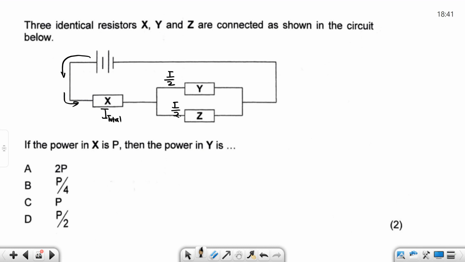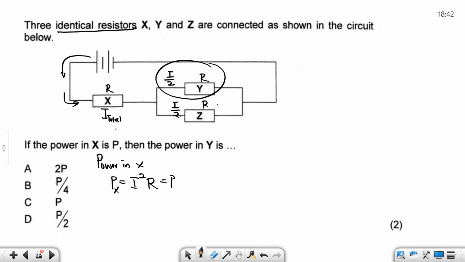All right. The examiner says if the power in X is P. Remember they said 3 identical what? It means we have R, all these R are equal. Let's go calculate the power in X. Power in X using I and R. P equals to what? I squared R. You remember that formula? Let's call this Px, which is equal to P.